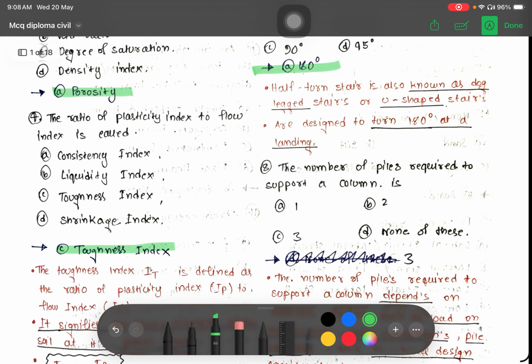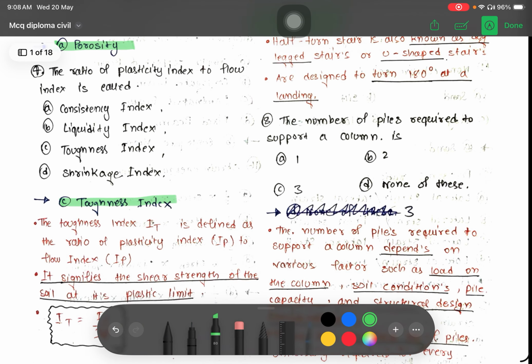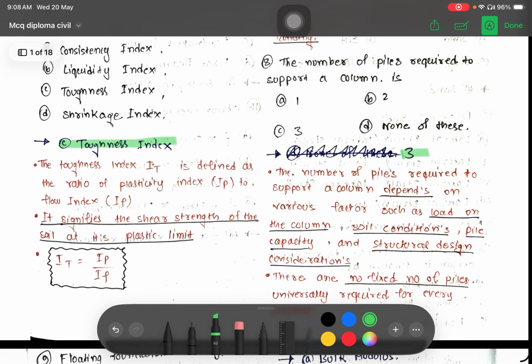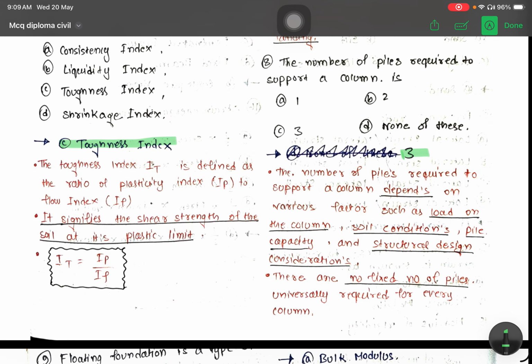The number of piles required to support a column is 3. The number of piles required to support a column depends on various factors such as load and capacity and structure design considerations. There is no fixed number of piles universally required for every column.